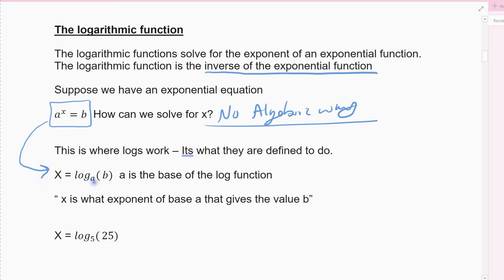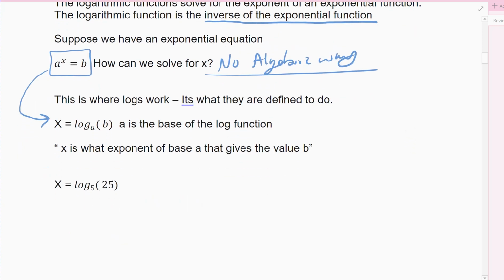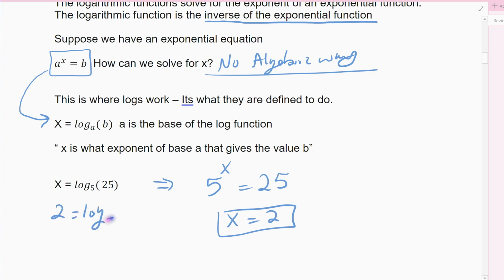And so log base a of b equals x means x is the exponent on base a that gives the value b out. A couple simple examples here. Log base 5 of 25 equals x. What that means is 5 raised to the x equals 25. I could figure that out in my head. The x has to be 2. 2 equals the log base 5 of 25. That's the exponent on 5. 2 is the exponent on 5 that will give out the value 25.